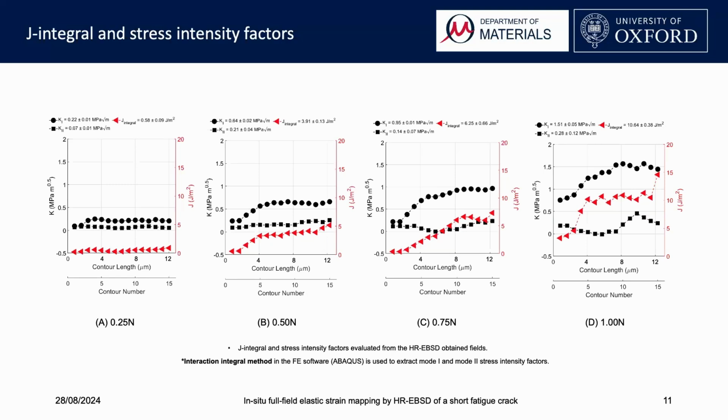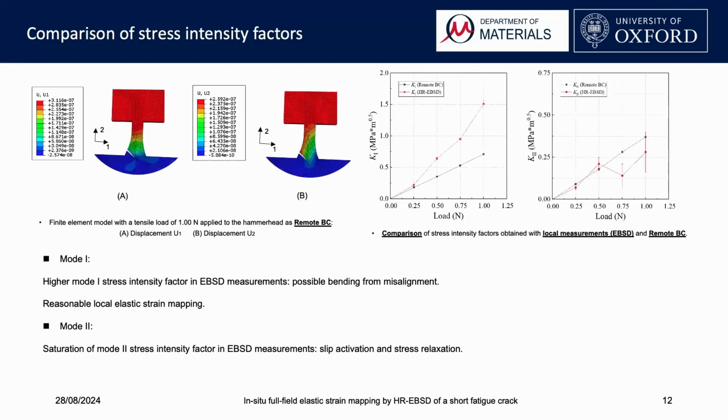We calculated the mean, the average, and the standard error from the data to represent the J and K values for each load step. Outliers were excluded from our calculation, which significantly excludes the data points close to the crack tip, where the measurements can be less reliable.